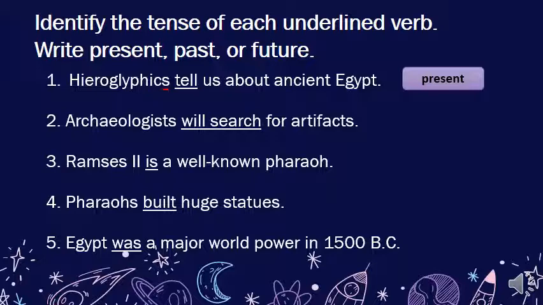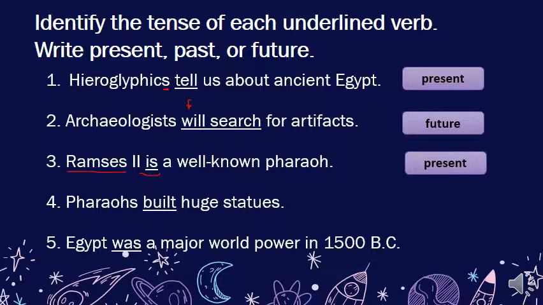Let's look at the verb will search. I think will is very easy to define as for the future. And Ramesses II was a very famous pharaoh in the ancient Egyptian civilization. So Ramesses II is a well-known pharaoh. So is, of course, is present. Pharaohs built huge statues. Built is the past of build. So it's in the past.